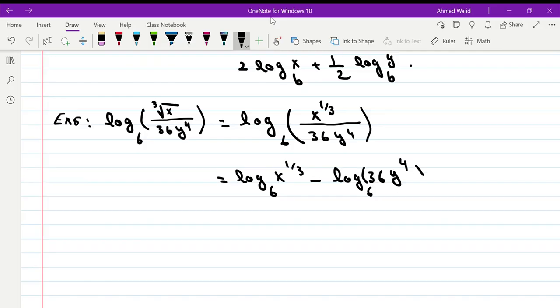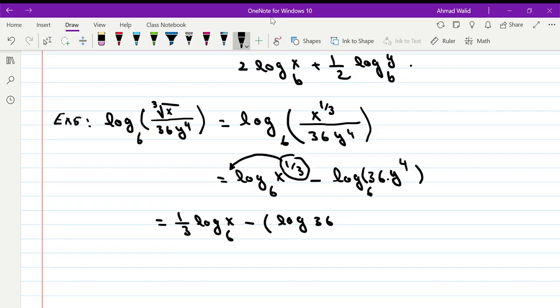But here you see 36y to the power of 4. It's again a product rule. You can simplify it as addition, right? Here you can bring the exponent to the front. You can apply the power rule. Then you can rewrite this one as 1/3 log of x base 6 minus, here, change the product to addition, log of 36 base 6 plus log of y to the power of 4 base 6.